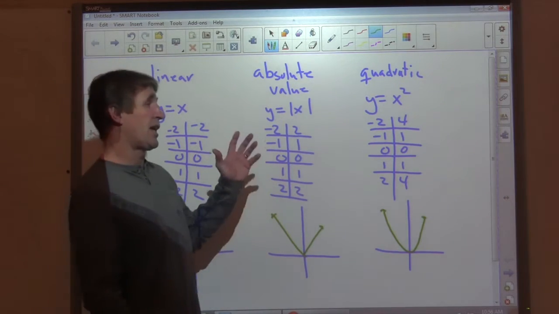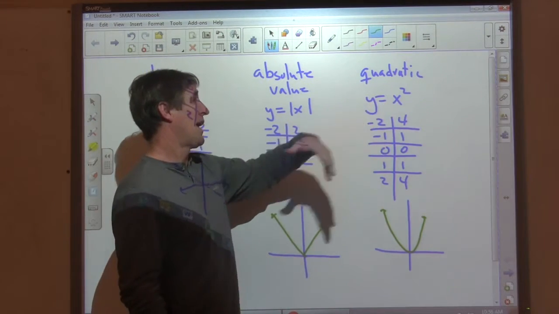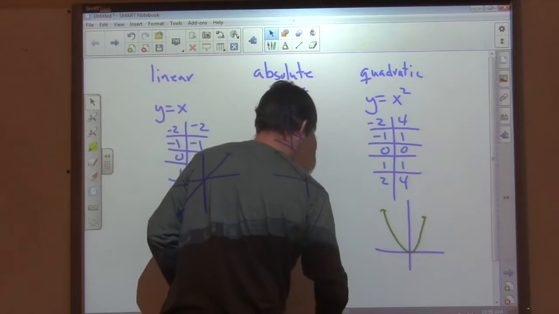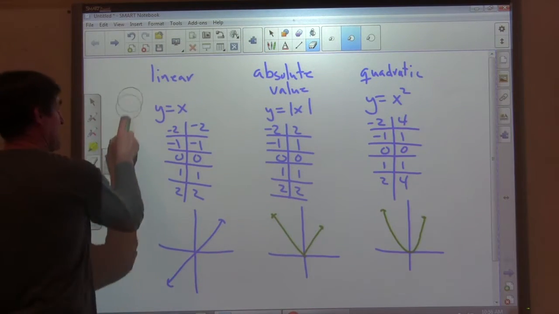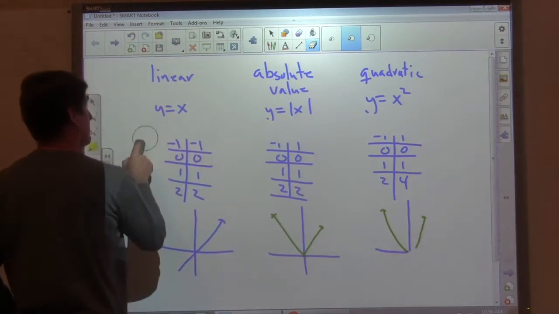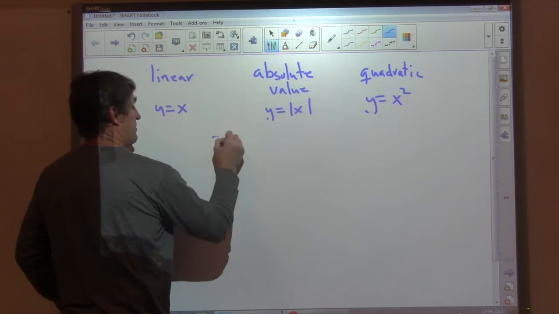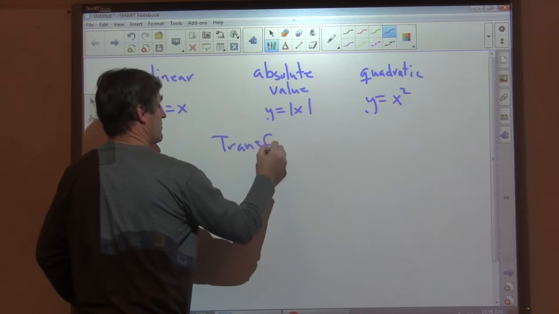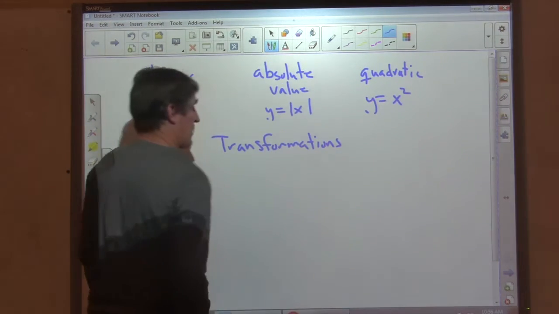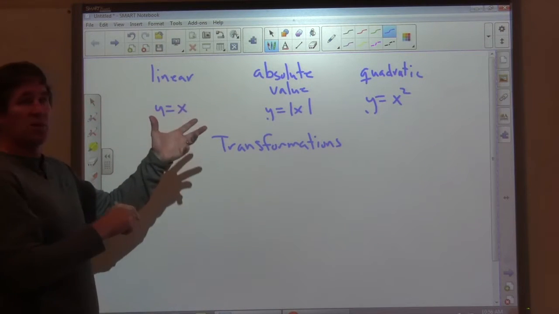And on the test, they're going to ask you to graph the parent functions. You need to know what those parent functions are, and then you can easily plug in numbers to get the graphs. So now we need to talk about transformations of these. So transformations.